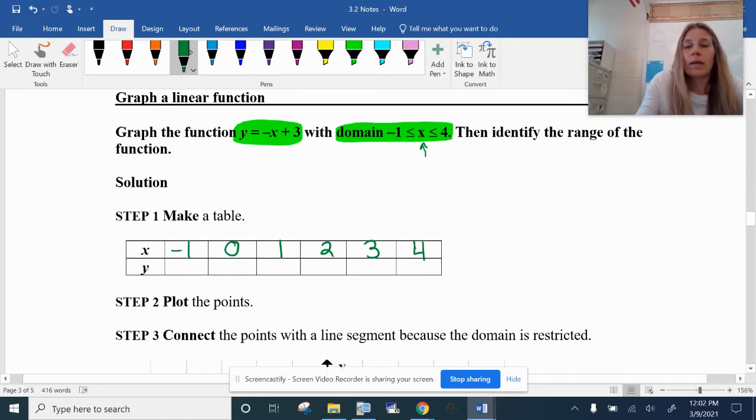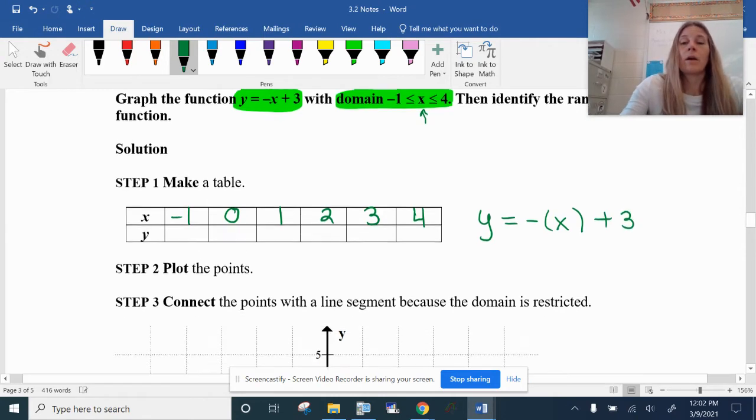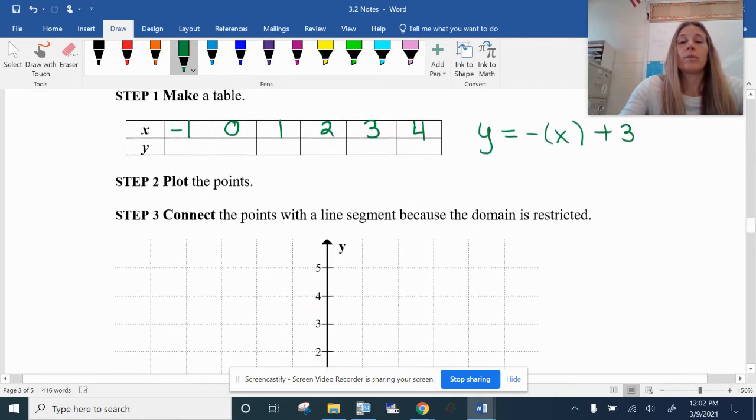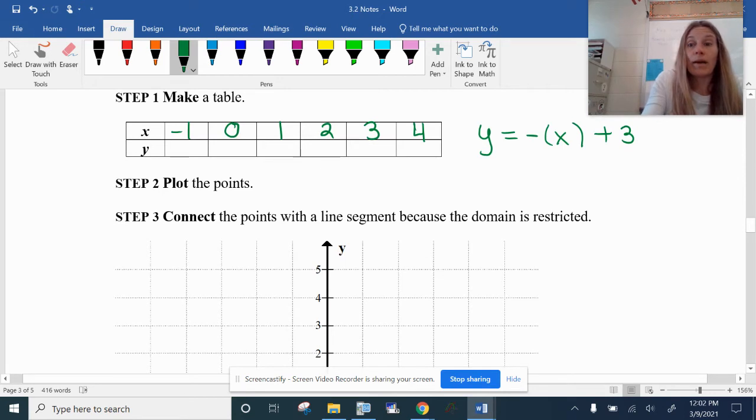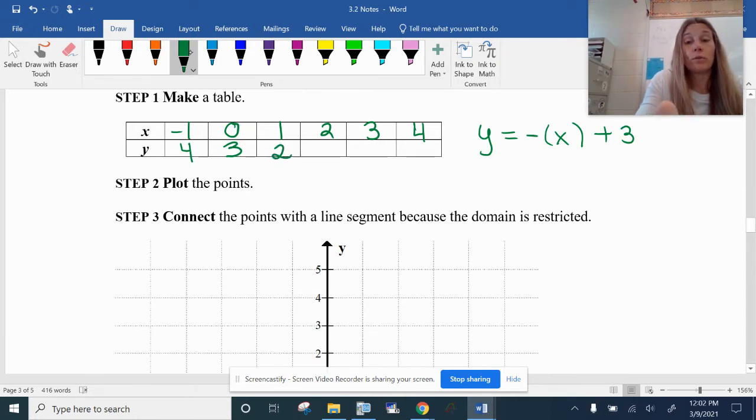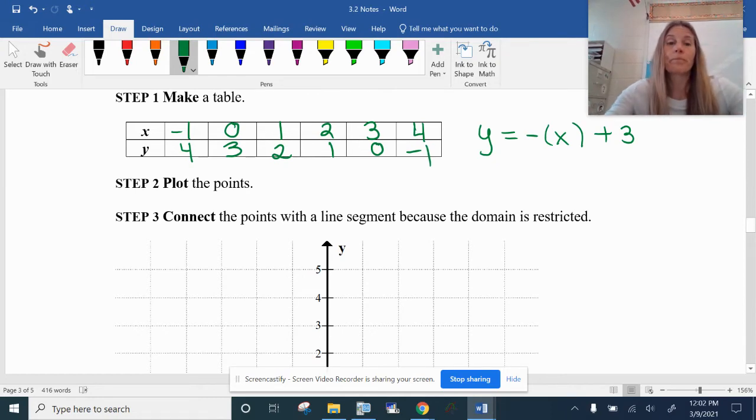So since my equation is simply -x plus 3, I can pretty much plug most of these numbers in my head and get my y values. So -1 would make that a positive, and a +1 plus 3 would be 4. 0 plus 3 would be 3. -1 plus 3 would be 2. -2 plus 3 is 1. And then we have a 0 and a -1 to finish it out.